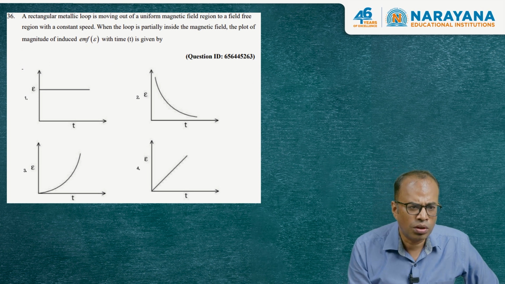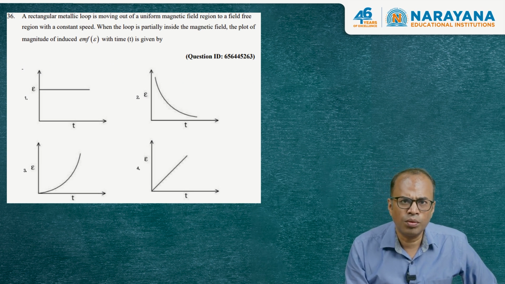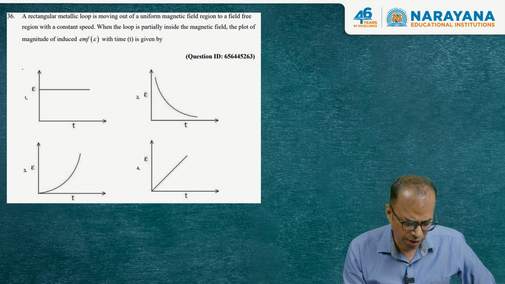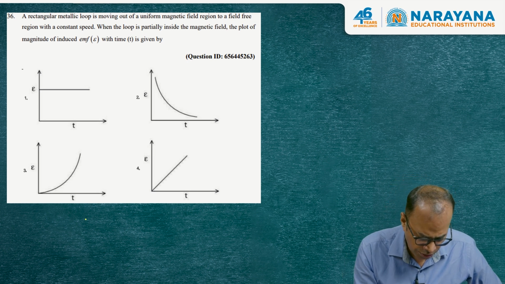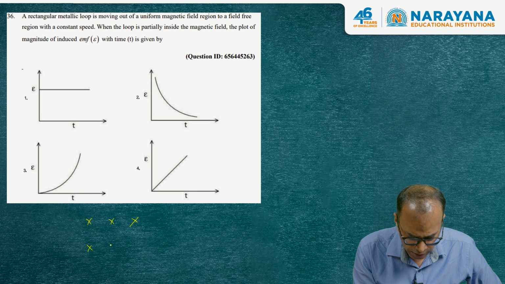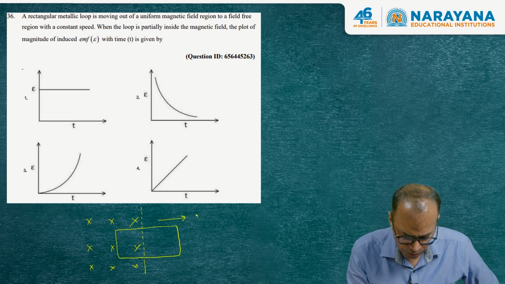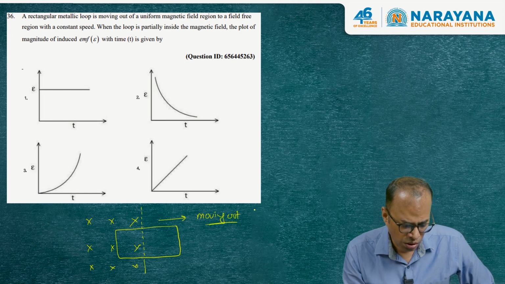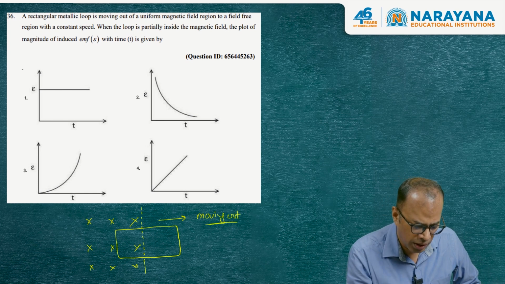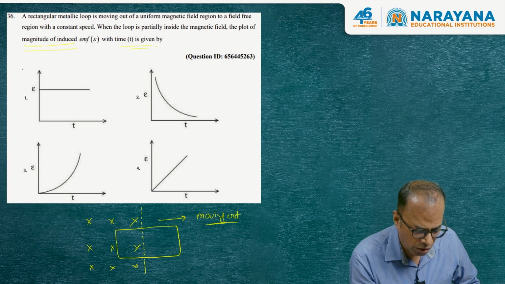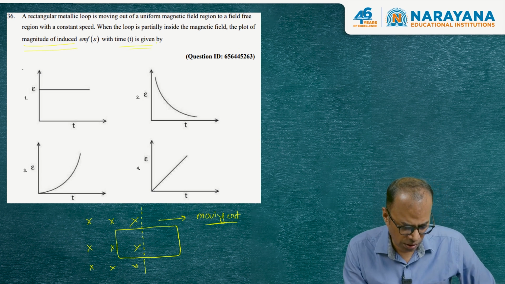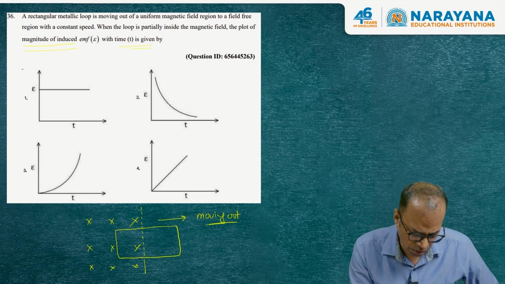So in this question he is talking about a rectangular metal strip moving out of a uniform magnetic field into a region of free field. So there is a magnetic field like this, maybe cross, maybe dot, I don't know, and this field exists like this, and we have a rectangular metal strip which is moving out, and we want to think about when the loop is partially inside the magnetic field, we want to talk about the plot. So what sort of plot will be there?